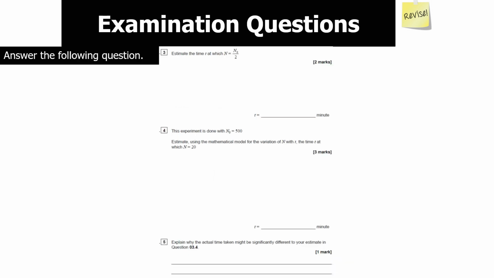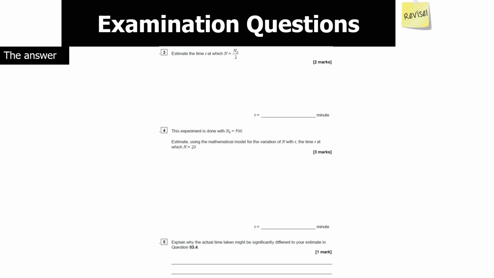Now, the next question says, estimate the time t at which n equals n0 over 2. Then say this experiment is done with n0 equals 500. Estimate, using the mathematical model for the variation of n with time t, the time t at which n equals 20. Then explain why the actual time taken may be significantly different to your estimate in the previous question. So pause the video now, then unpause the video when you want to go through your answer.